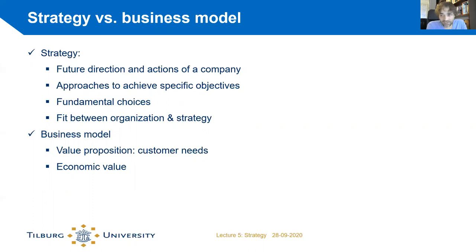An organization formulates these strategies in order to know what they should be doing. So should we be doing the same as we're doing currently? Should we try to do something else? Should we focus on specific innovations in the market, etc.? So it's about the future directions of an organization. It's about specific objectives that an organization wants to achieve in a set amount of time. It's about fundamental choices of the organization. This is what we're going to focus on as an organization, which also means that there may be certain things that you will not focus on.